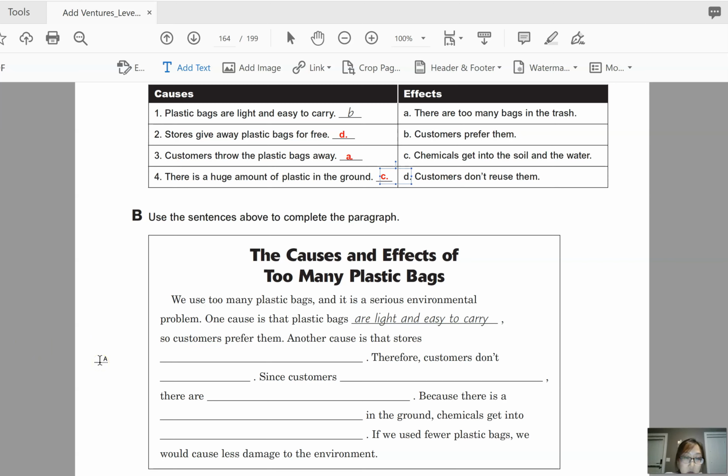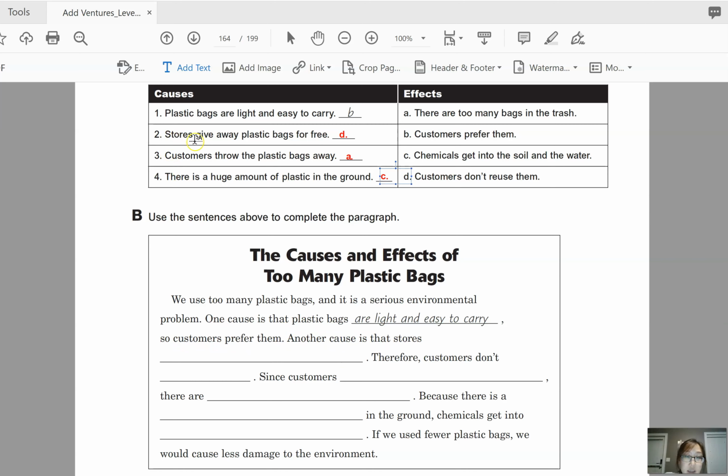Let's look at the paragraph. The causes and effects of too many plastic bags. We use too many plastic bags, and it is a serious environmental problem. One cause is that plastic bags are light and easy to carry, so customers prefer them. You notice that here the connector is so. Another cause is that stores give away plastic bags for free.